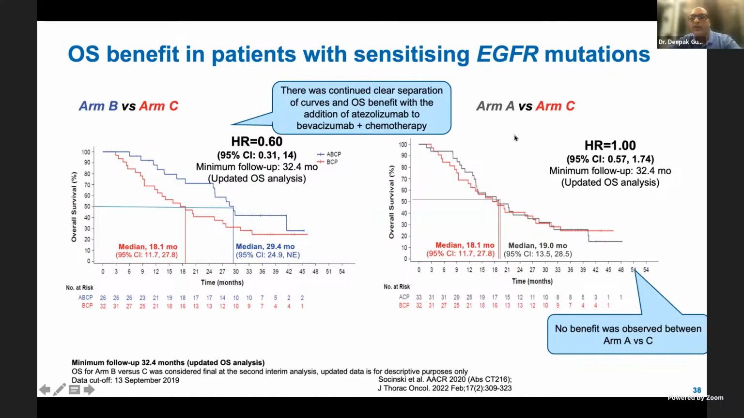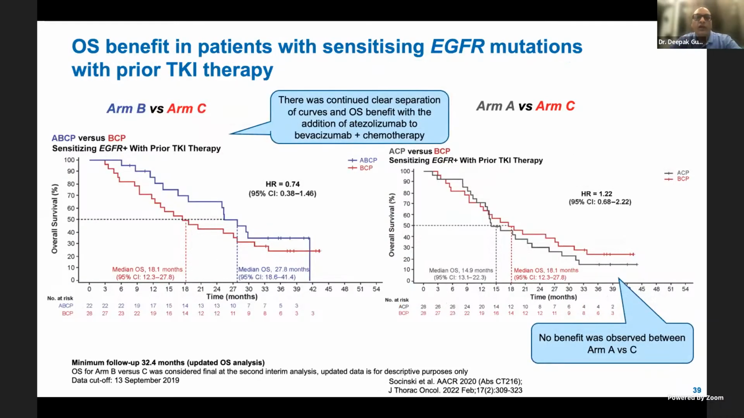But when we talk about arm A versus arm C, no benefit was observed. So ACP and BCP are equivalent, while ABCP is better than BCP. OS benefit was also seen in patients with sensitizing EGFR mutation with prior TKI therapy. For those patients who had prior TKI therapy, the median OS was 27.8 months with ABCP as compared to 18.1 months with arm C. And again, arm A and arm C were similar. There was no benefit of arm A over arm C.